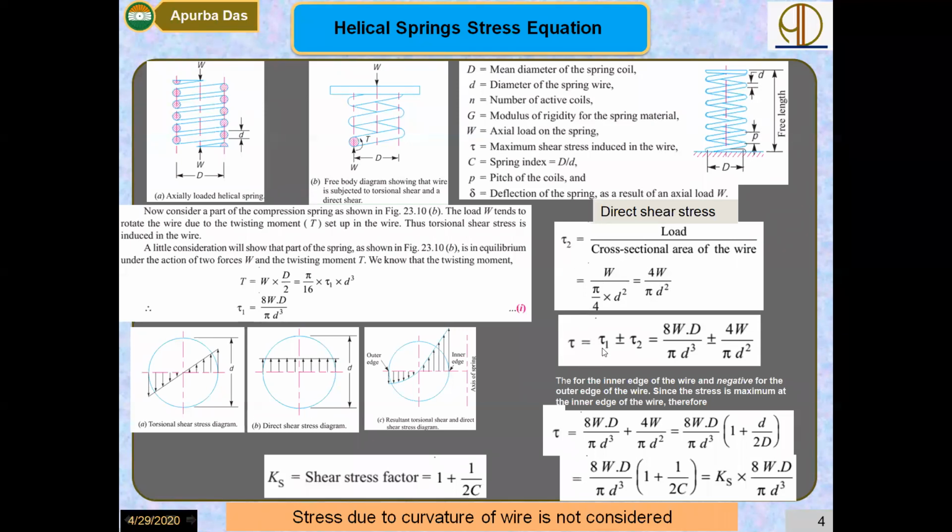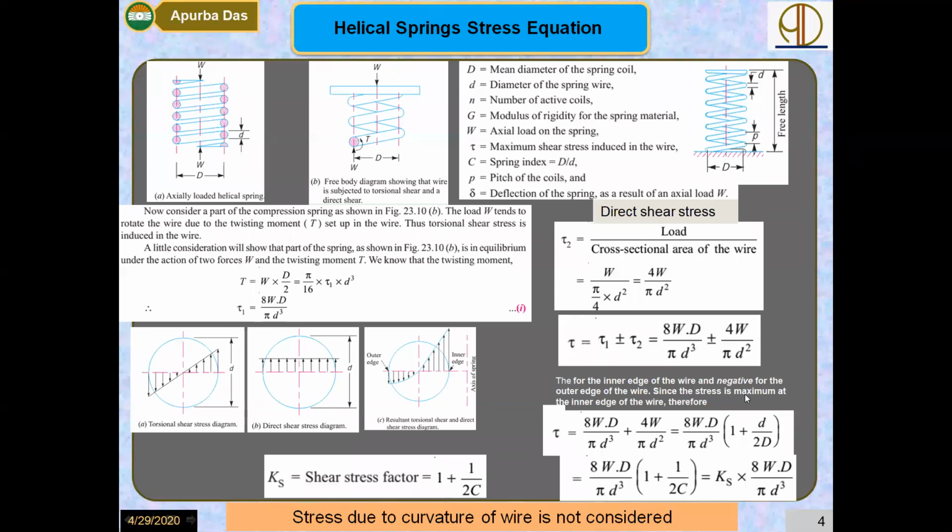This is the direct shear stress. So if we add these two shear stresses, we will get the total shear stress, that is tau 1 plus minus tau 2. Why plus minus? Because on the inner edge of this wire it is negative, and on the outer edge it is positive. So the inner edge is tau 1 minus tau 2, and the outer edge will be tau 1 plus tau 2. So the total stress tau is this plus minus this. At the inner edge it is negative, and for the outer edge it is maximum, positive.